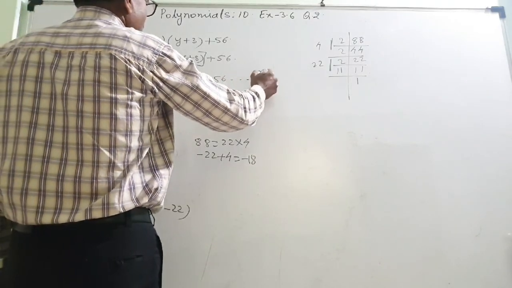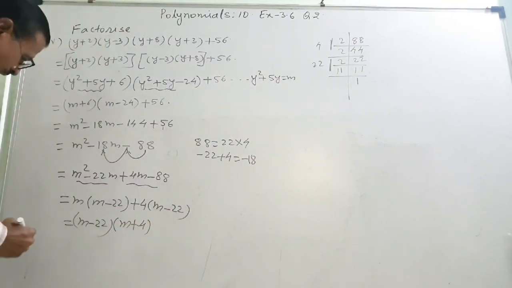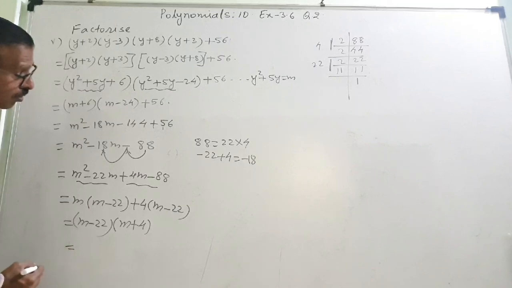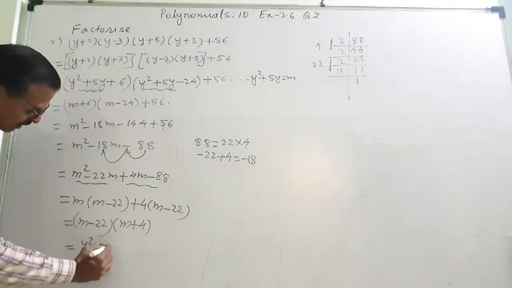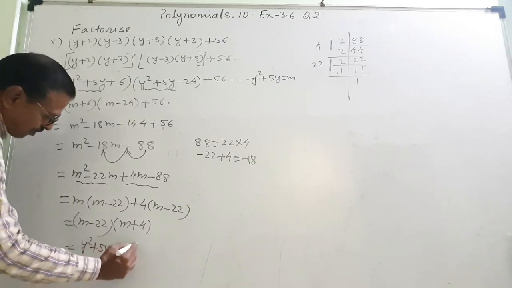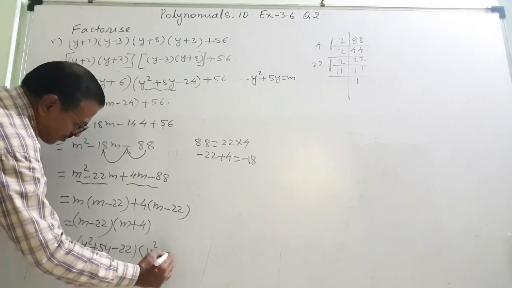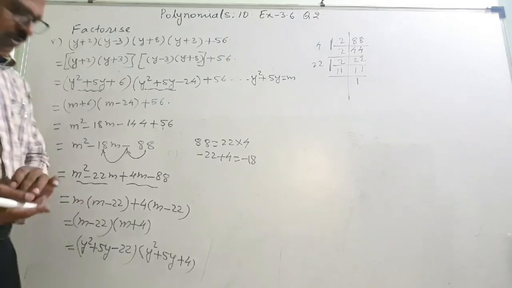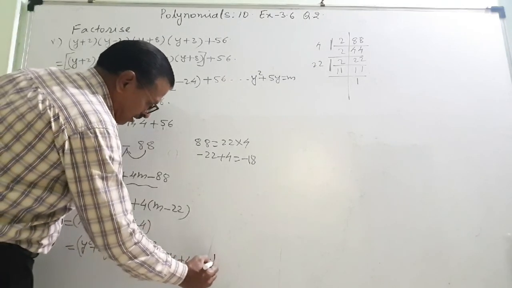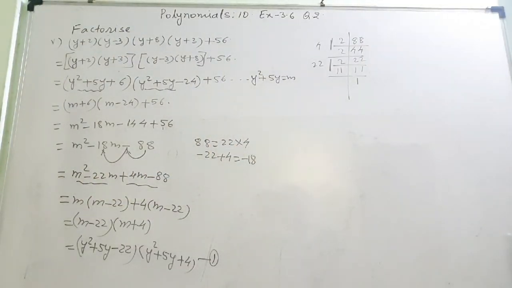Here I have not written what is meant by m. m is y square plus 5y. So here I will write y square plus 5y minus 22, and here again y square plus 5y plus 4. Okay, this is our number 1. Let me see whether you can see this on the screen. Yes, you can see till the last.